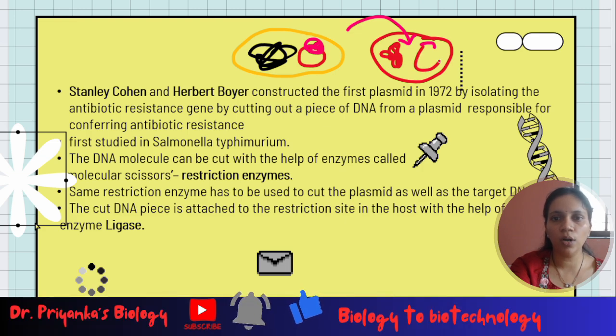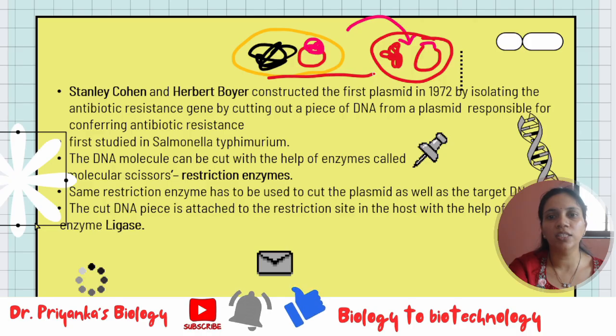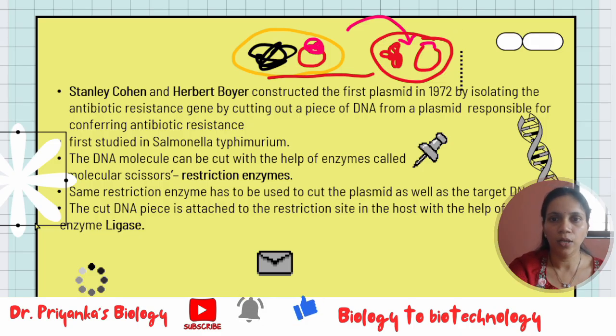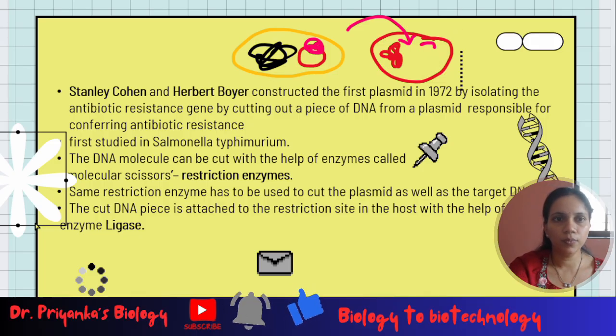So this is called transformation. We'll talk about it later. What I'm trying to explain is why we can call it a vehicle. This plasmid is going to take this piece of DNA into the new bacterium. So that is the role of the plasmid.